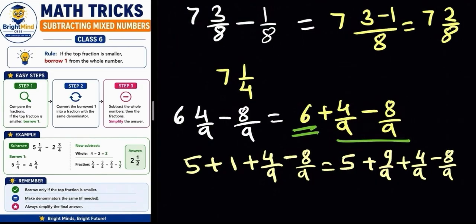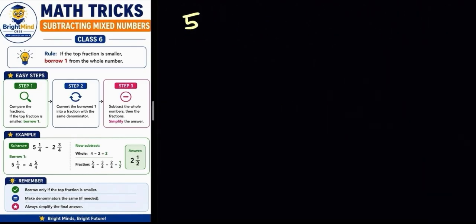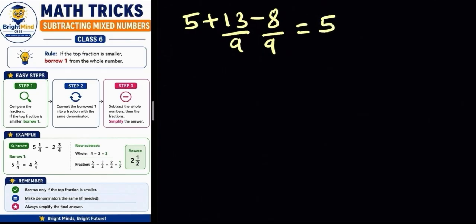Okay, so it will become 5 plus 13 minus 8. Now the denominators are the same, so it becomes 5 plus 13 minus 8, which is 5 by 9. So we can write it like this: 5 and 5 by 9. Okay, so this is the answer. Let's take one more example.